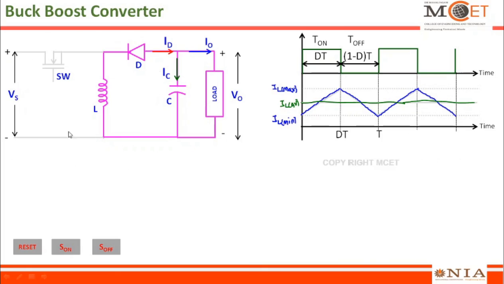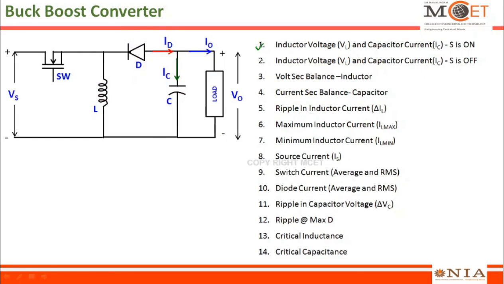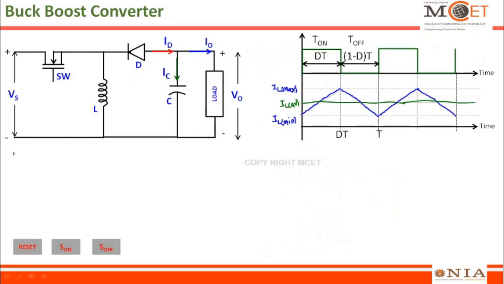So this is how the buck boost converter operates. Now let us go and derive the design expressions related to this buck boost converter. Let us try to calculate the inductor voltage and capacitor current when the switch S is on and when the switch S is in off condition. So let us first try to write when SW is in on condition.